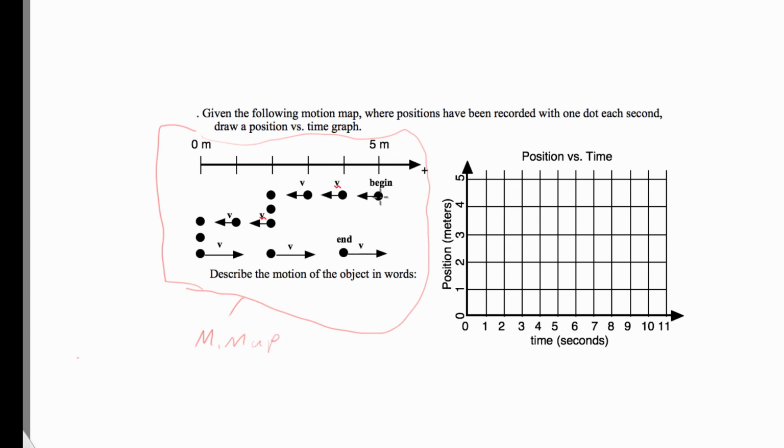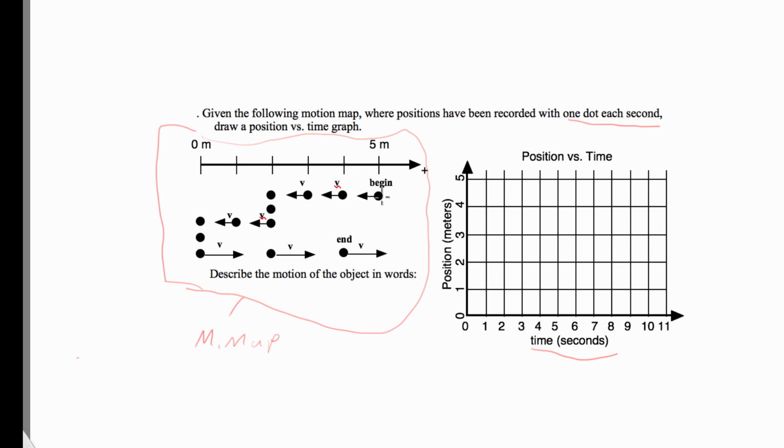So here it says begin. It begins at 5 meters. So now I'm going to translate this motion map onto this position time graph. It's clear here 1 dot is each second, and here I have time in seconds, so I have an idea of what to do with that. And here it says position in meters, and I notice that this number line here is also in meters, so that's great. I don't have to worry about meters or wheels or feet. I'm just sticking to meters. So that makes things easy.